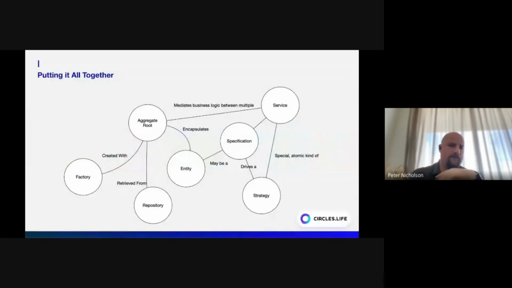So when you put this all together, we can see that we have expanded our previous aggregate section with the specification of services and strategies. We're going to call that a specification, which is maybe an entity, maybe a specification. Specifications drive our strategies, which is a special atomic kind of service. And the service mediates business logic between multiple aggregates. This is how everything really fits together.